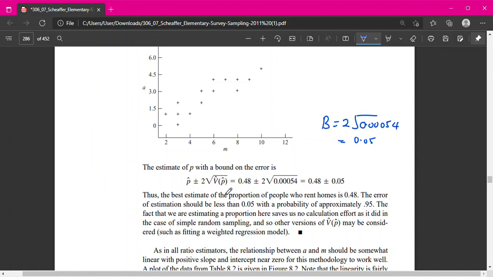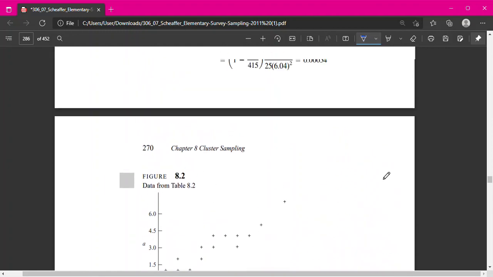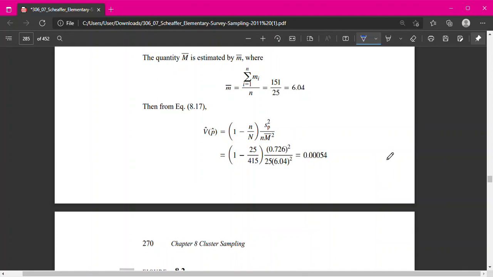This bound is 2 multiplied by the square root of the variance of the proportion, for 95% probability, 95% confidence interval. So the bound is 0.05, so we can say that the error of estimation should be less than 0.05. Okay, so this is how you calculate the proportion for the cluster sampling technique.